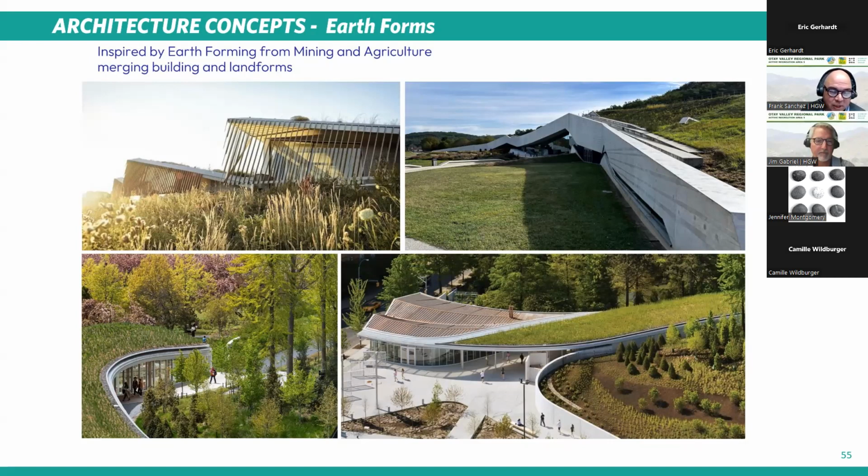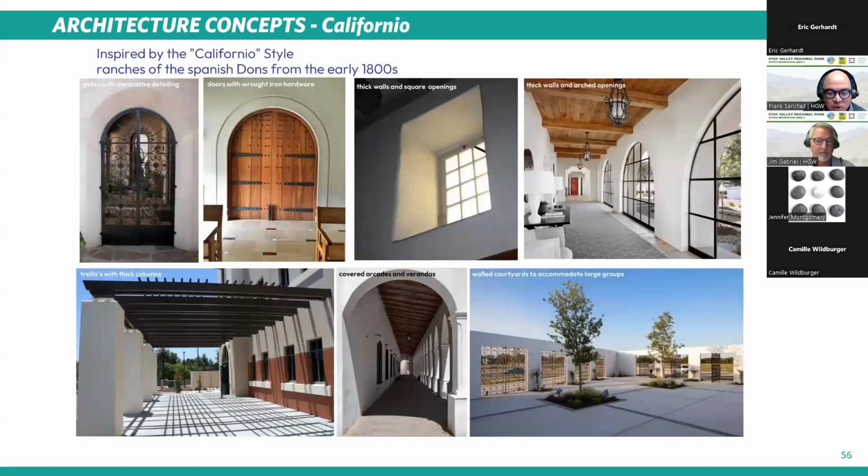Besides earth forms, the next couple of slides, we have the Californio style, which is a style that you're probably familiar with. These type of buildings have decorative gates and doors, thick walls with windows that are both arched and square, rectangular. It puts an emphasis on outdoor courtyards and covered arcades and verandas and trellises to provide shaded areas for outdoors.